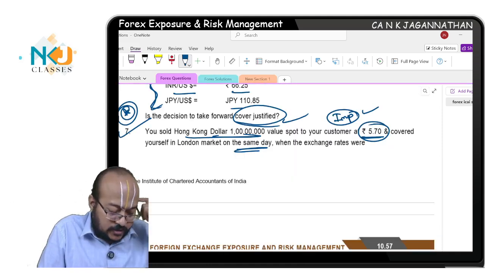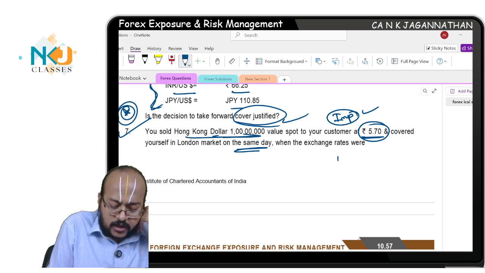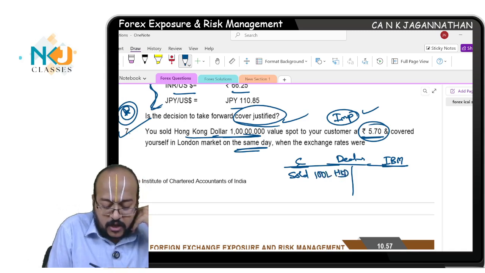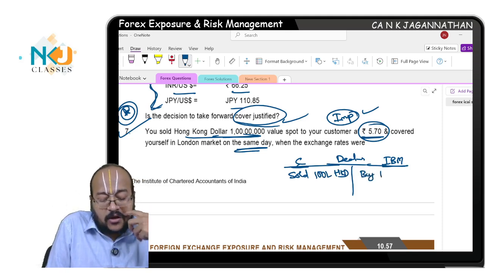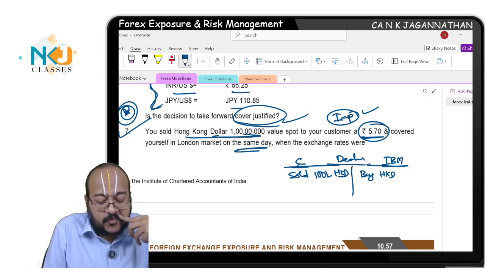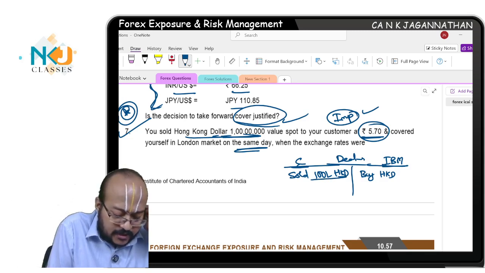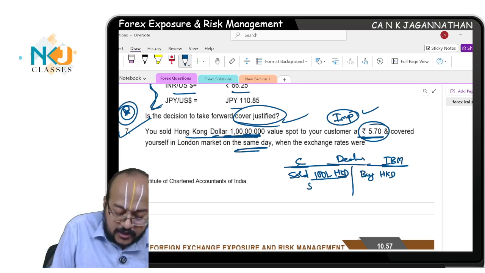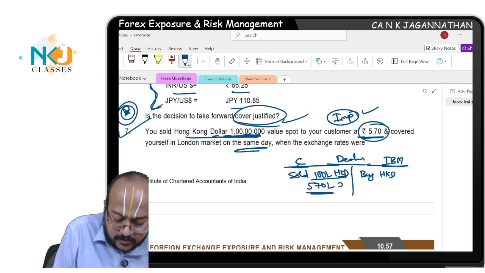Are you listening? Now see, you sold Hong Kong dollars. Now here this dealer has sold Hong Kong dollars to the customer, assume. See, this is the customer side, this is the interbank market. Now on the customer side, he sold 100 lakhs HKD, which means he needs to buy Hong Kong dollars, correct? But the point, the value of this is how much? 100 lakh Hong Kong dollars he sold to a customer at 5.7, which means 5.7 into 100 lakhs, 570 lakhs. Agreed? This is in terms of rupees.